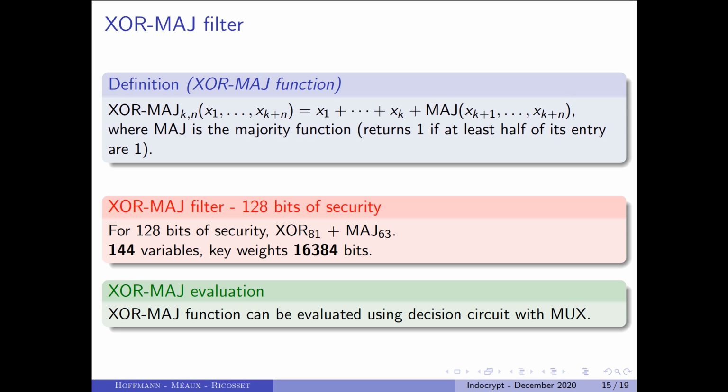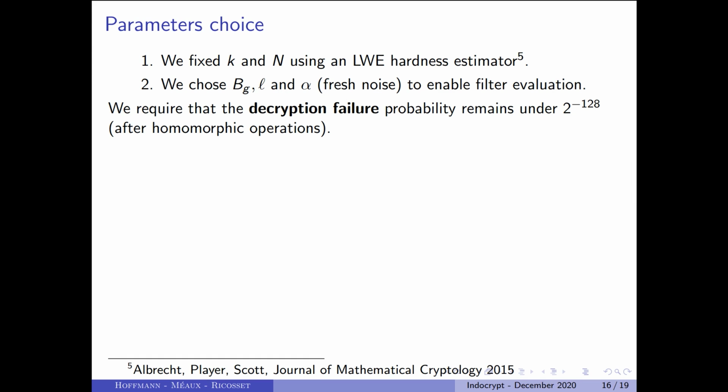It can seem smaller than the DSM function, but XOR-MAJ functions are a bit trickier to evaluate homomorphically. We don't have time to get into the details, but it can be done using a decision circuit with MUX, and in homomorphic evaluation, when you evaluate a decision circuit, you always have to look into every condition, because you can't really know the value of the data you are manipulating, so you can't do real conditions. So at the end, it takes about as much computation to homomorphically evaluate a 144-variable XOR-MAJ function as a 1,000-variable DSM function.